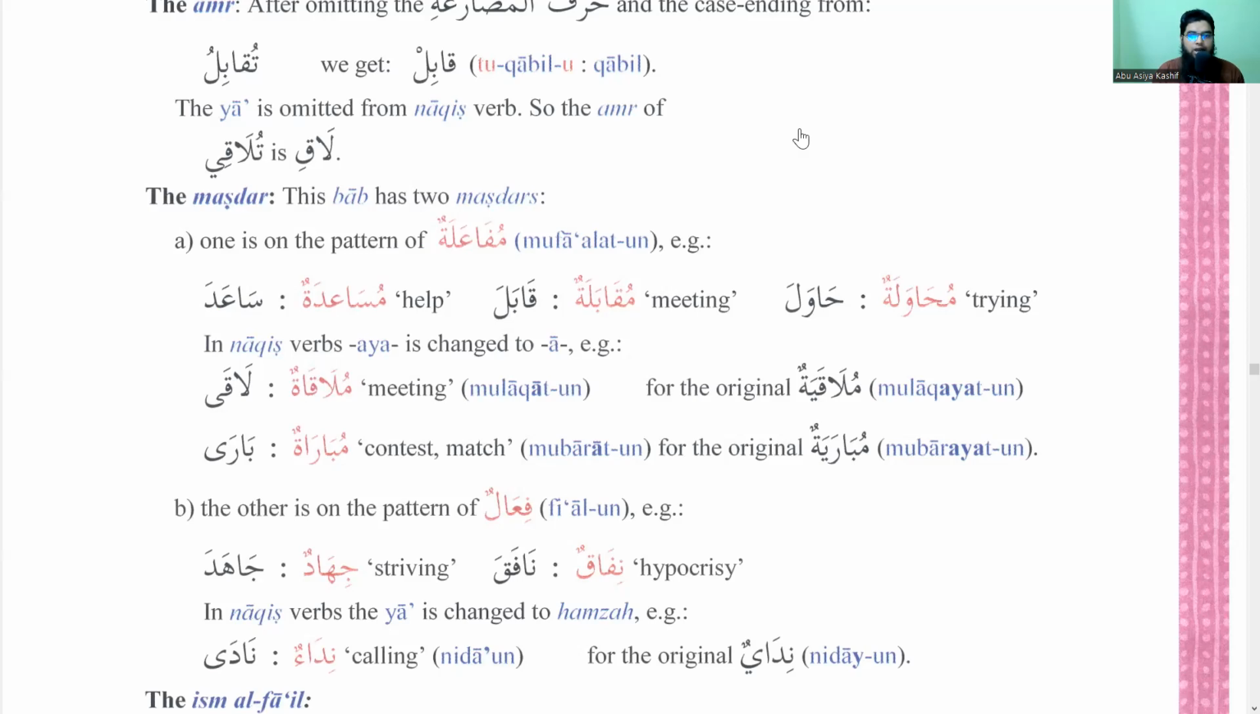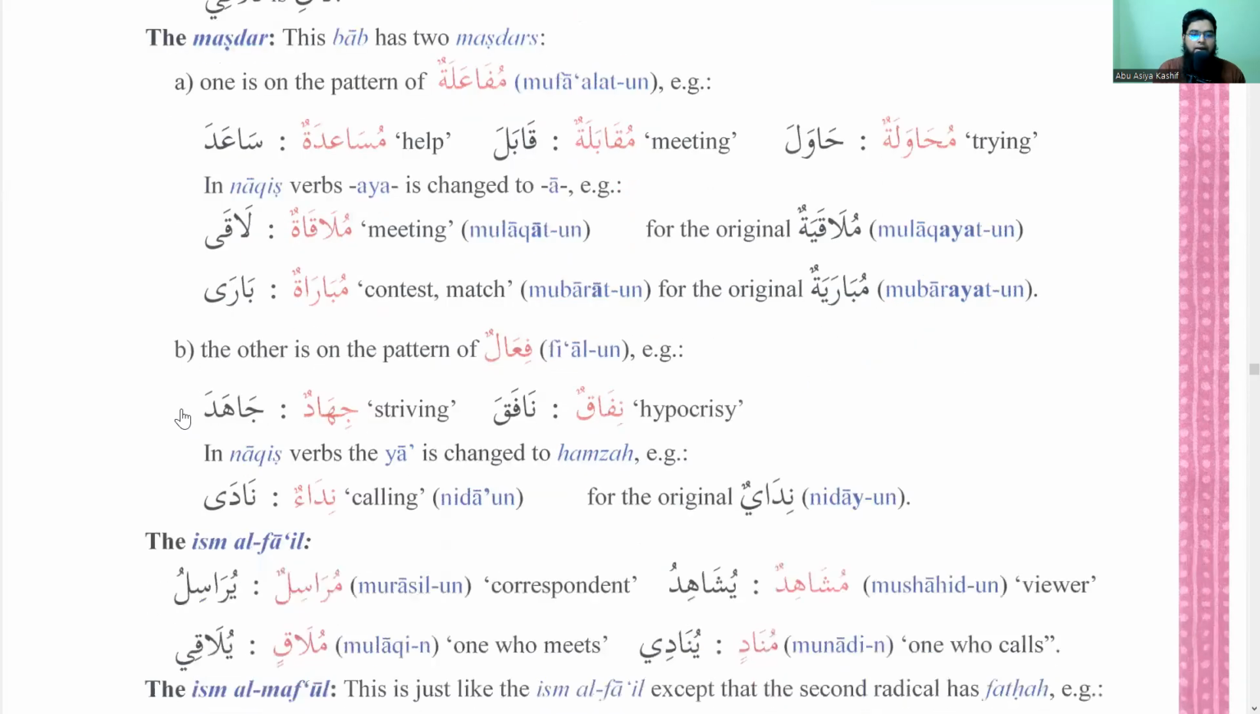So you have a waw or a ya. So this was mulaqayatun. Ya with a fatha, or ya is mutaharrik, and the previous letter is a fatha, so it will change into an alif. Mulaqatun, meeting. Mulaqat, naqis. You see, the ya has a fatha, and the previous letter also has a fatha, so it will be changed into an alif. And bara is also to contest, match. So mubaratun is to contest, match. The match itself is called football match. Literally, it was mubarayatun.